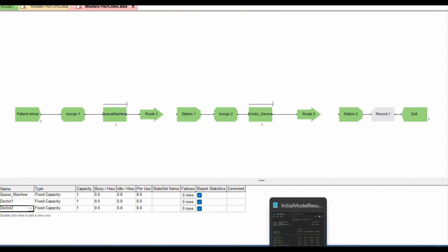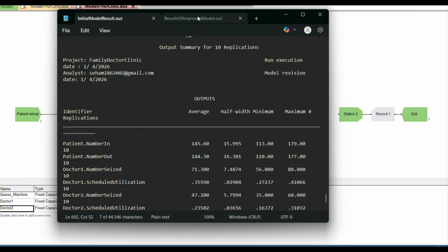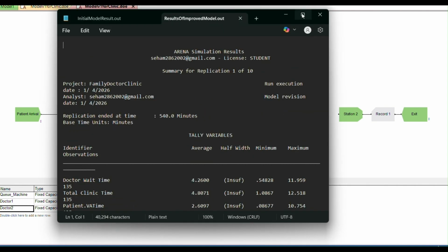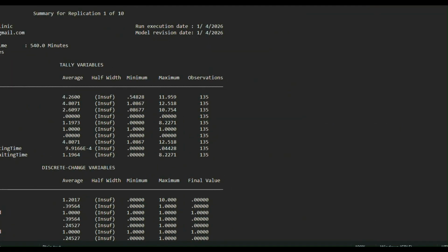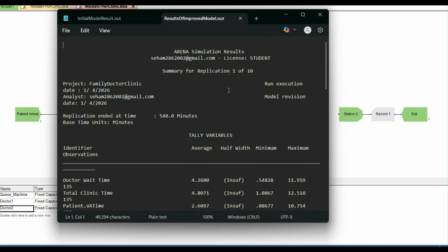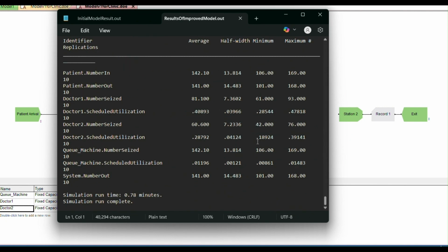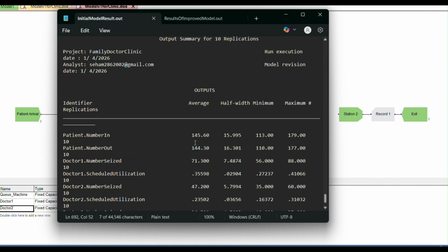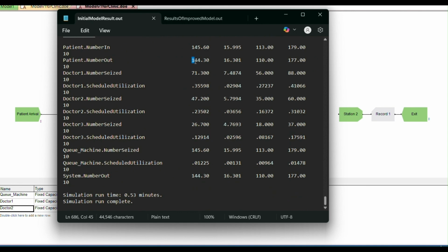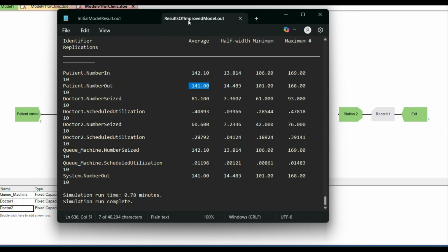After running the improved model for the clinic, again, I used 10 replications to get rid of insufficient data. I'll be moving very far down. As you can see here, the number getting in and the number getting out are near. Before we were having 144, and here we're having 141. Nearly the same. This system is served by 2 doctors only.